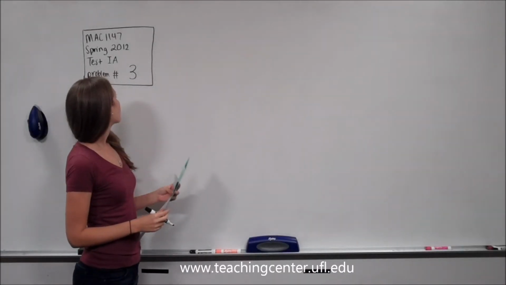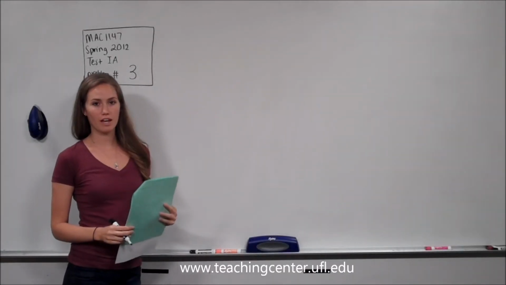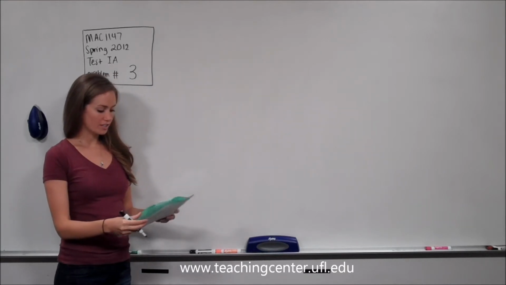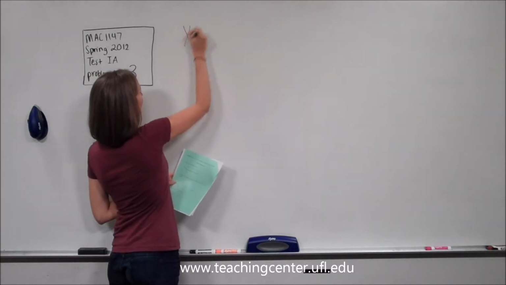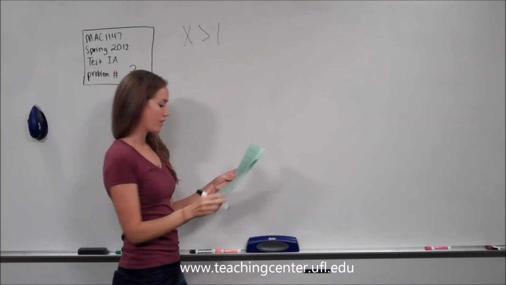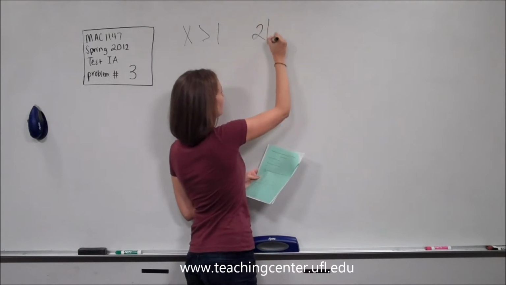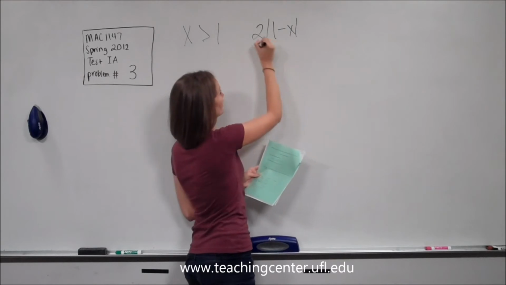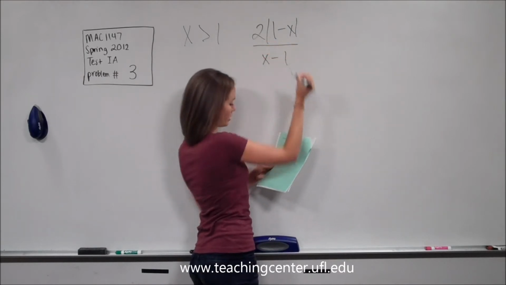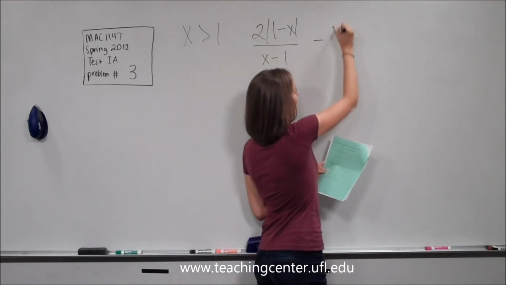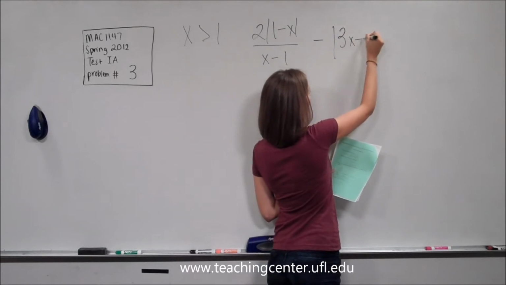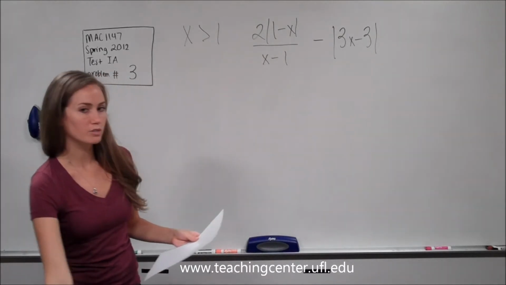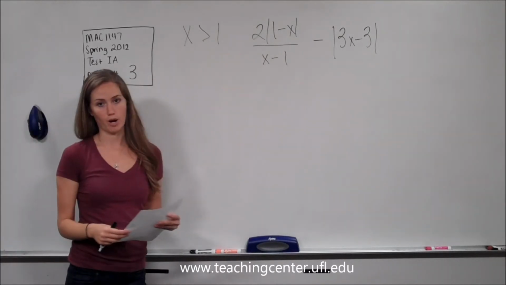We're doing problem number 3 for MAC 1147, the Spring 2012 exam 1A. The question is, if x is greater than 1, we want to simplify 2 times the absolute value of 1 minus x all over x minus 1, minus the absolute value of 3x minus 3. To do that, we first want to get rid of the absolute value bars.